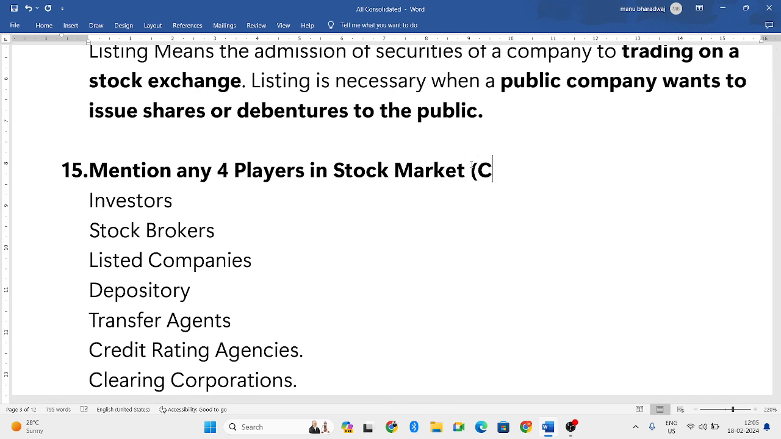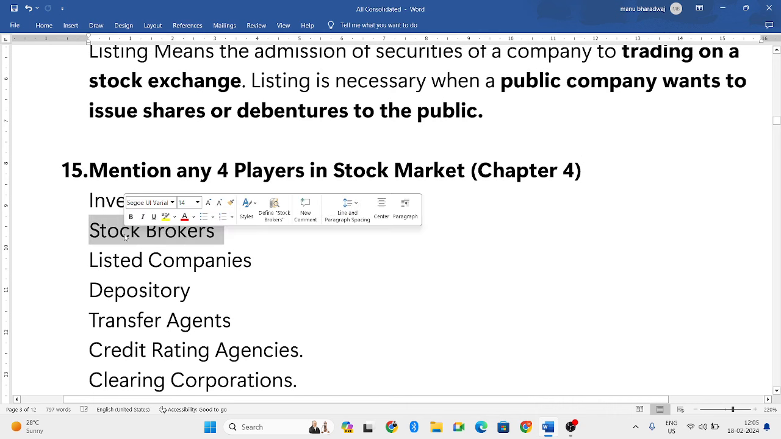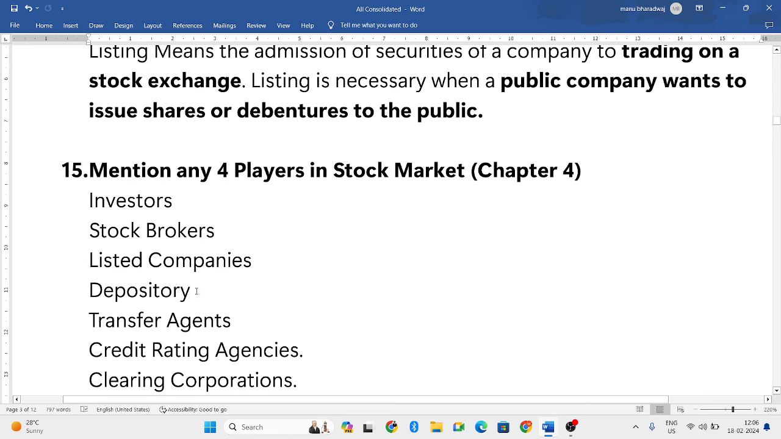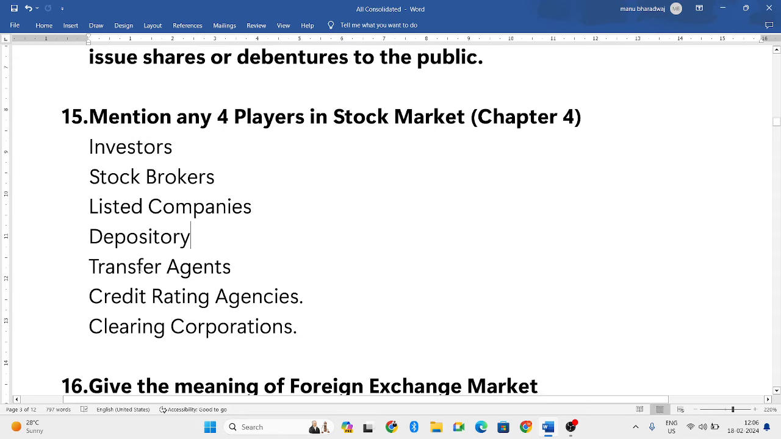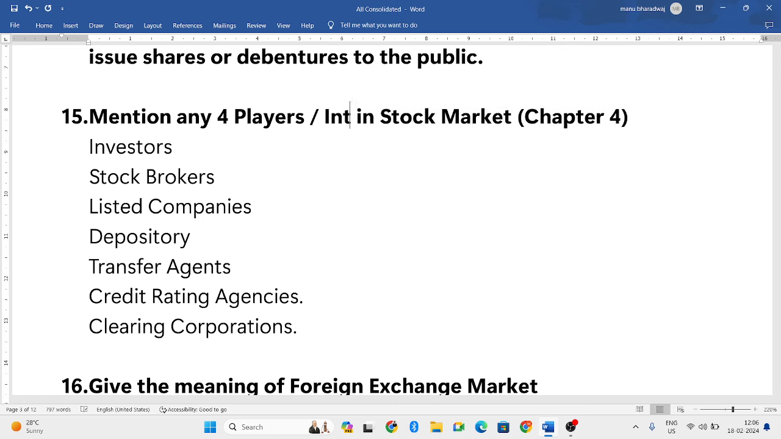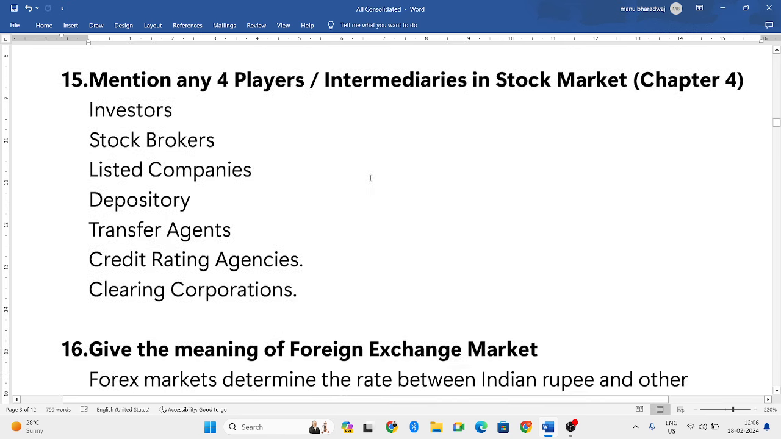4 players in stock market. This is also chapter number 4. All players have written. You can remember any 4 and you can write in the examination. So investors, stockbrokers, listed companies, depositories, we have NSDL and CDSL, transfer agents, credit rating agencies, and clearing corporation. These are all the players or the intermediaries. So they may ask either players or intermediaries. It's one and the same.